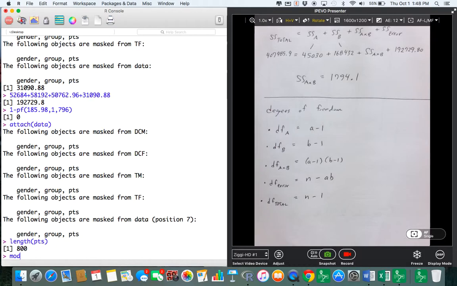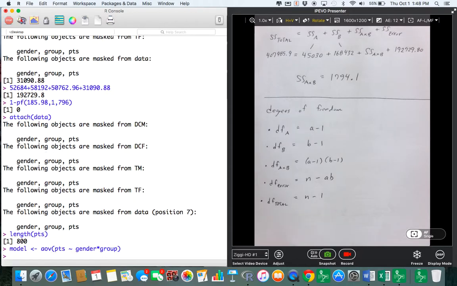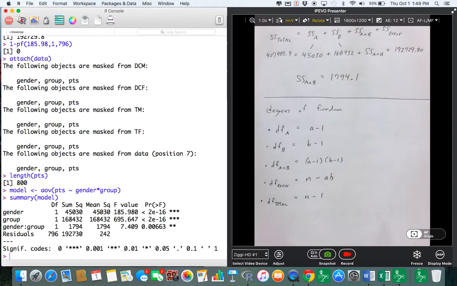So if I want to do my model, I'm going to do AOV, and I'm going to put in my Y, my dependent variable, and then I'm going to do gender across group. Okay? So what this is going to do, it's going to give me my two main effects, gender and group separately, and then it's going to look at the interaction. Now I can come in and do summary model. And gang, you're going to see a lot of familiar stuff.